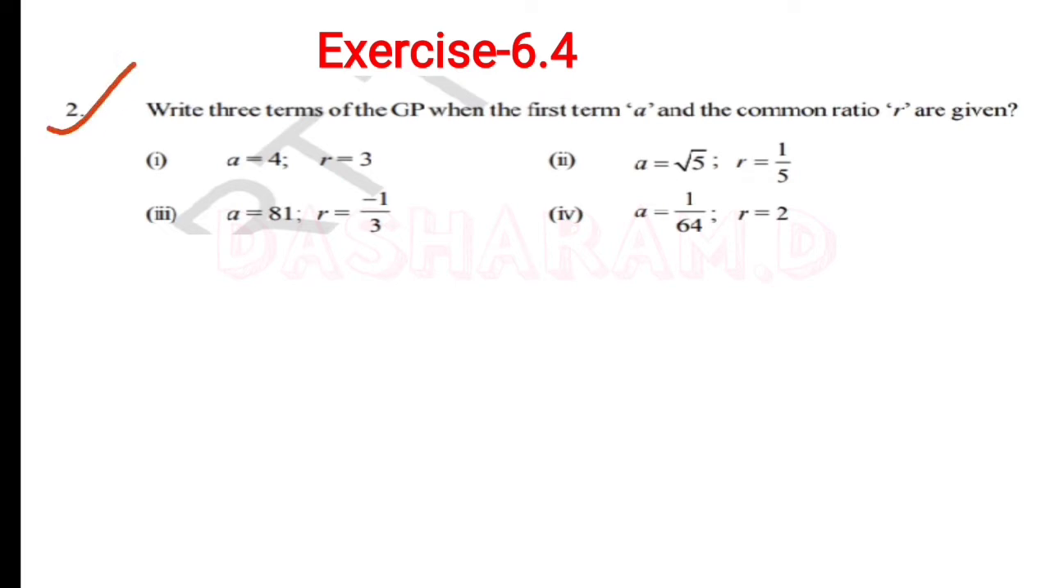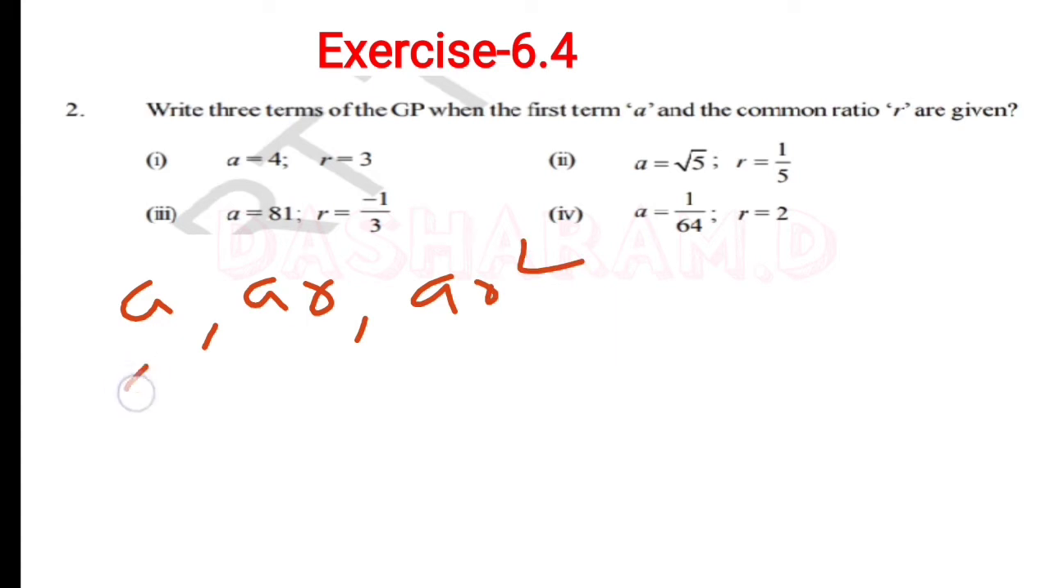Write three terms of the GP when the first term A and the common ratio R are given. So here A value is 4, R value is 3. A means first term, R means common ratio. Let's write the first three terms of a GP. As per the general form, the first three terms are A, AR and AR square.